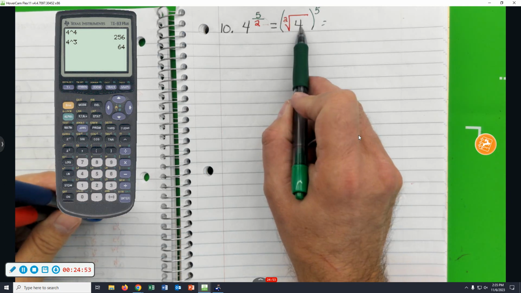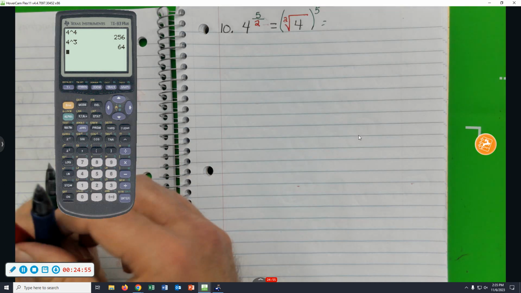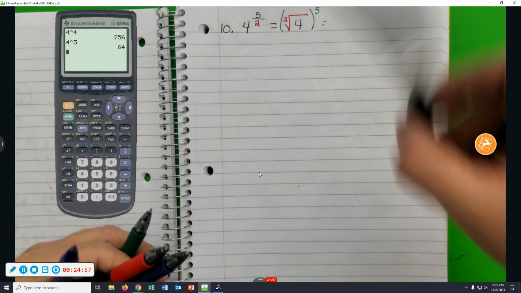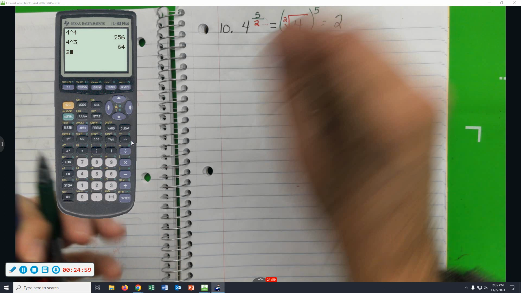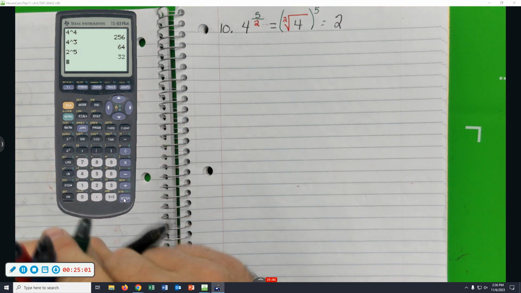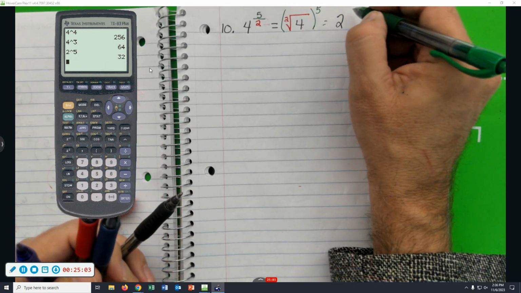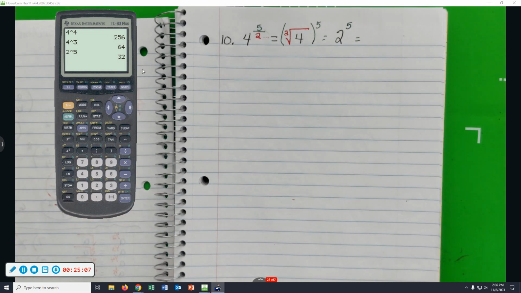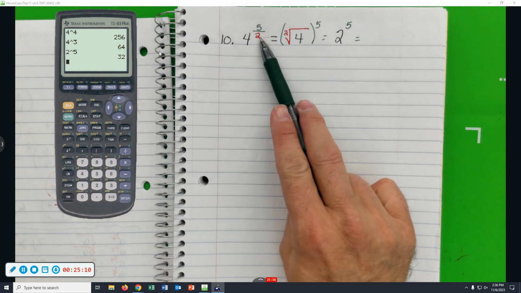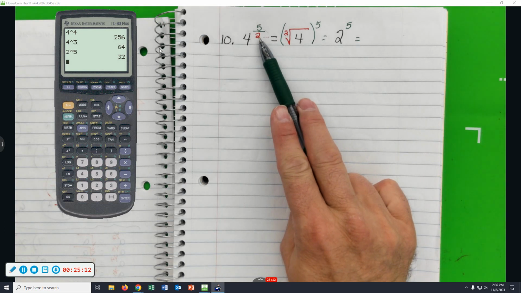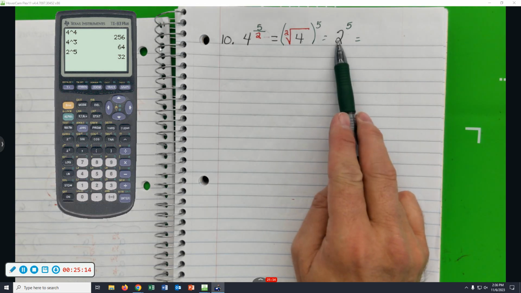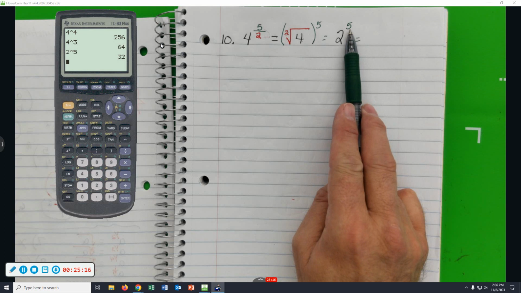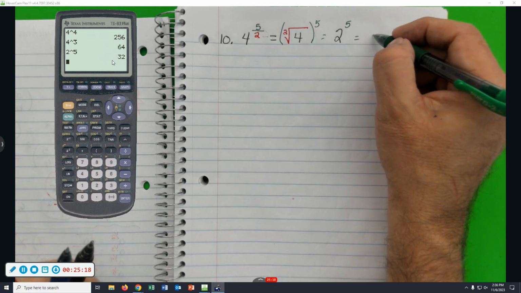What's the square root of 4? 2 to the 5th power, 2 times 2 times 2, 5 times is 32. And you can verify that on your calculator. So we took the square root of 4, which is 2, then raised that to the 5th power. 2 to the 5th is 32.